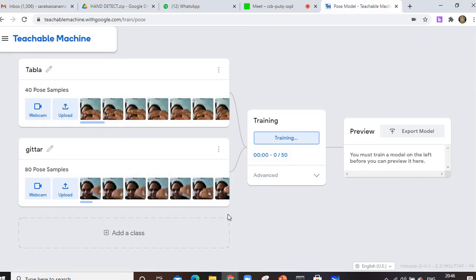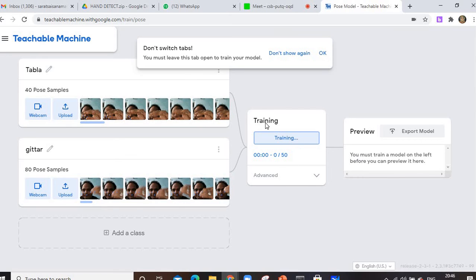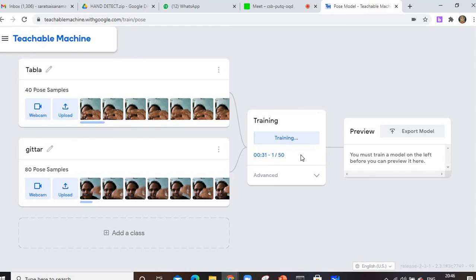So it's training now. Training is in process, you just see. Okay, it says don't switch tab. It's a faster way of processing, 0.35 seconds it is telling. Four images processed out of 50 images, five images, six images. It's showing the progress of training.